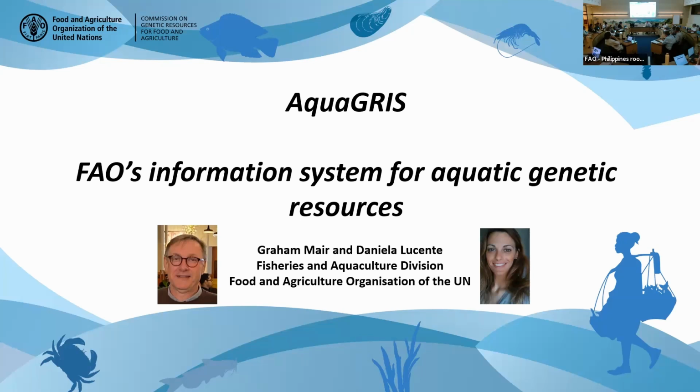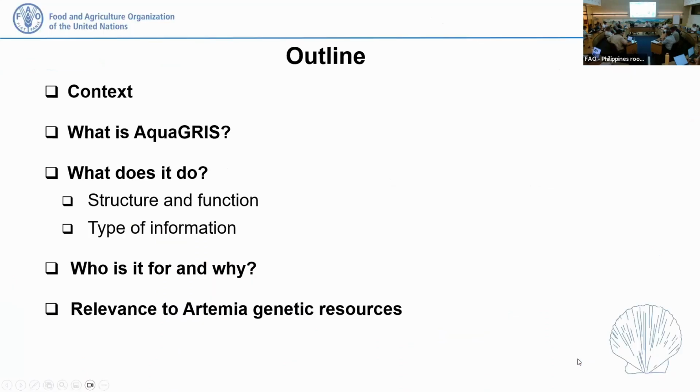So we thought it would be helpful if I can introduce what AquaGRIS is, why we have developed it, and how it can be relevant to groups like the consortium. So the outline of my presentation today is I'll provide some basic context as to why FAO has developed this tool. I'll identify what the tool is. It's called AquaGRIS, which stands for Aquatic Genetic Resources Information System. And then I'll go through what it does.